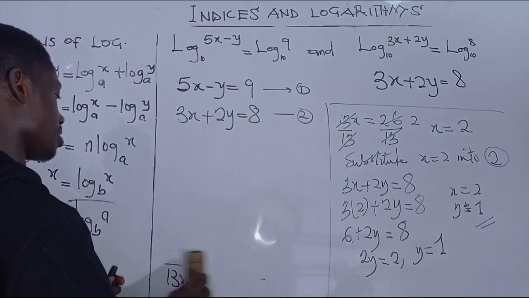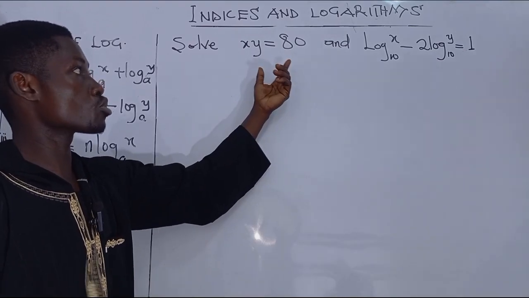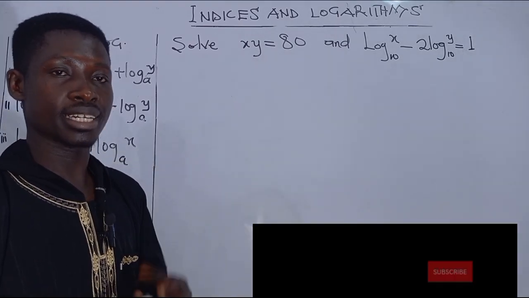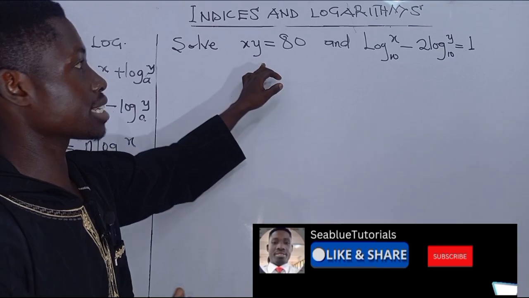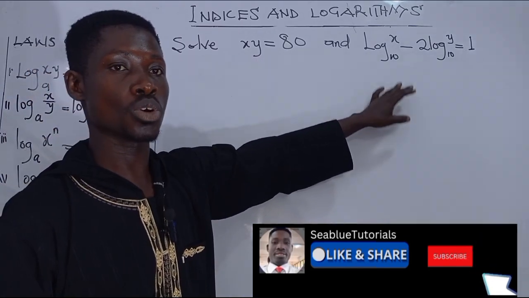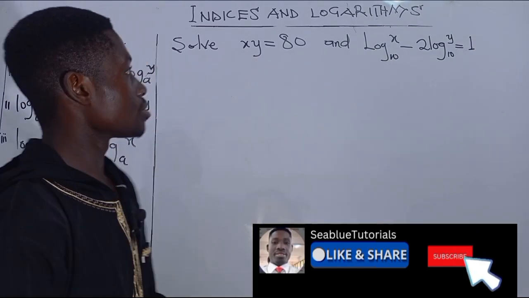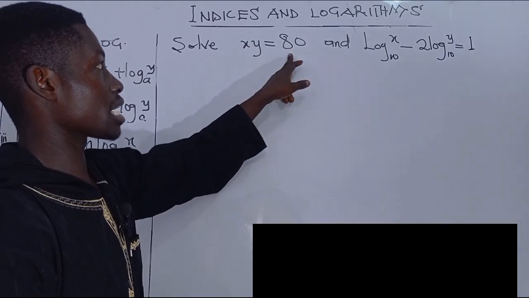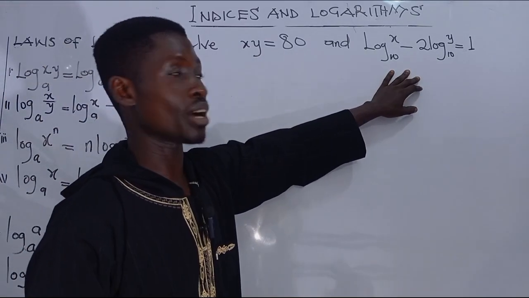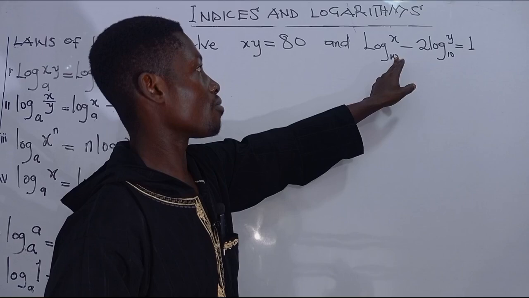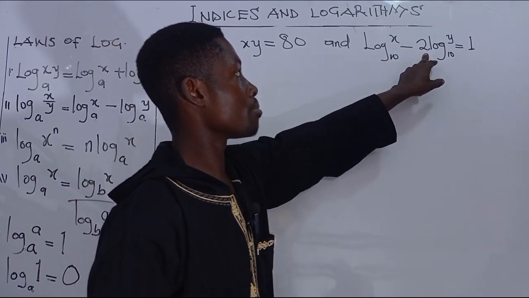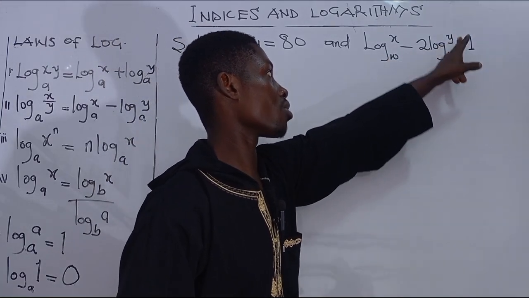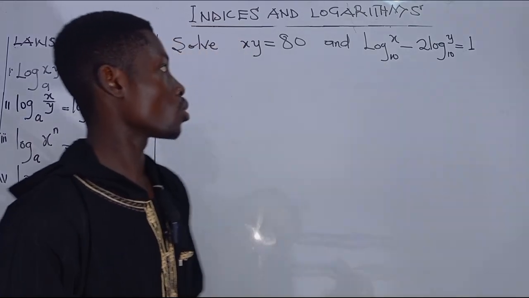So we want to solve these two equations simultaneously. In other words, we want to find the values of x and y that satisfy these two equations. So we have x multiplying y giving us 80, and then we have another logarithmic equation: log of x to the base of 10 minus 2 multiplied by log of y to the base of 10 giving us 1.